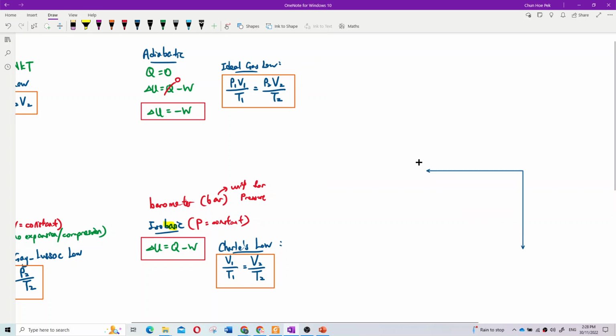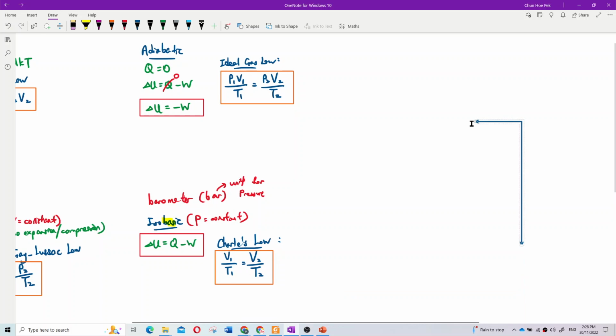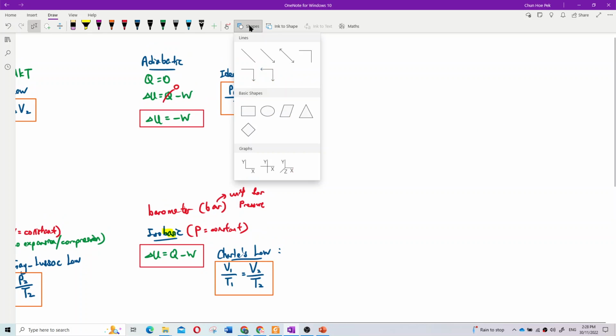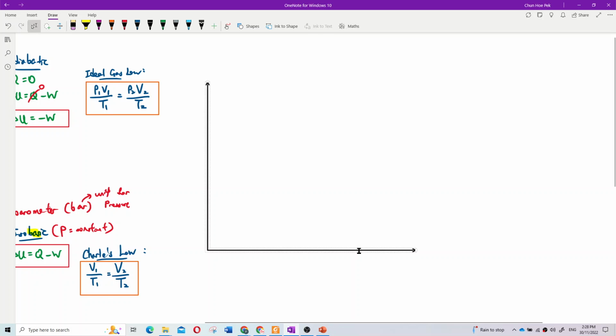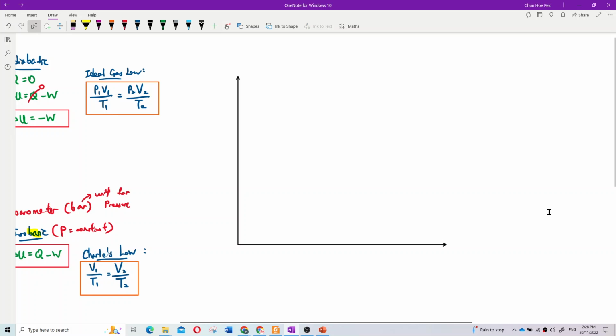Okay, so let me draw this. Now I want to talk about this PV graph. We have pressure in unit Pascal, SI unit only. If it is atmospheric pressure, you need to change to Pascal. Volume in meter cube.